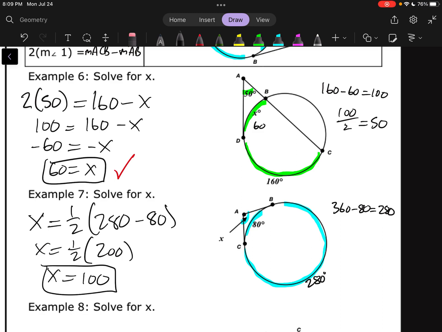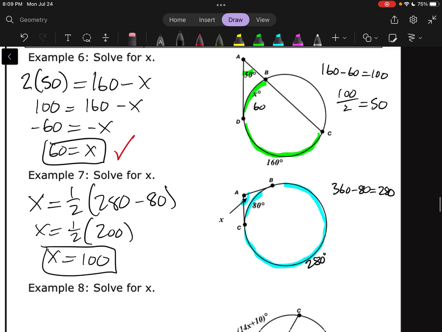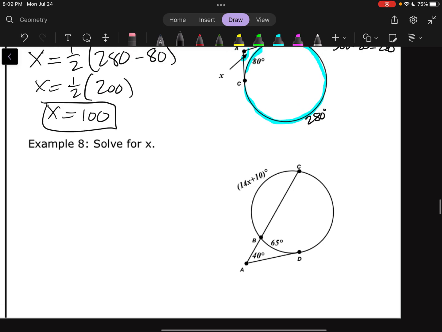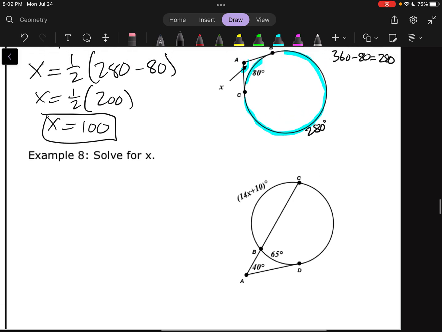And in this case, we don't really need to check because we would just be doing the same thing, right? 280 minus 80 is 200. Half of that is 100. So we're good. Now for this last one, it says solve for x.